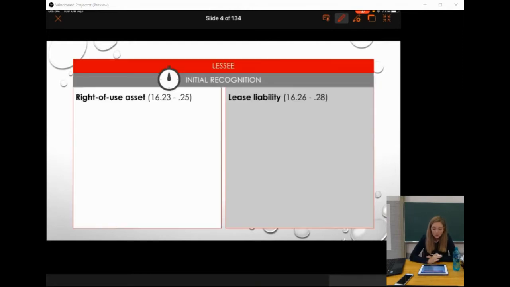Okay. So when we first start as a lessee, we start with the lease transaction. We start by calculating what our lease liability is going to be. Our journal entry to account for this lease is going to be to debit the right of use asset and to credit a lease liability. But we start our calculations with the lease liability.